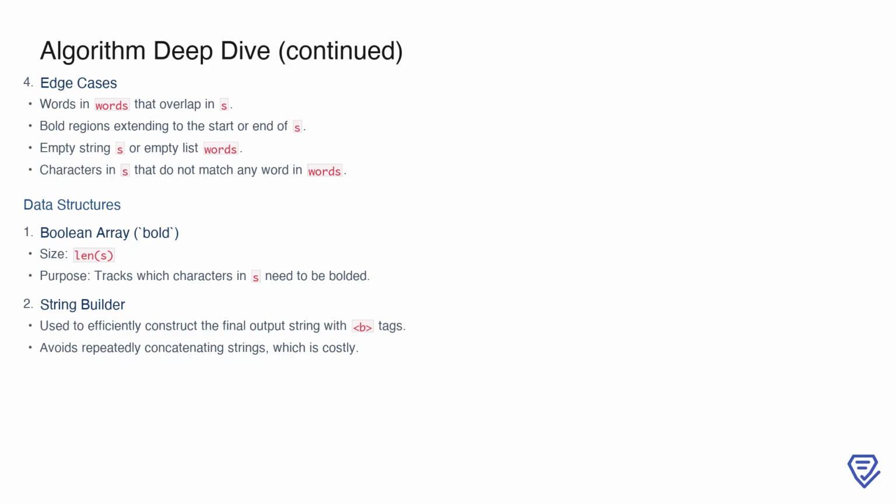To support this, we rely on two primary data structures. The Boolean array bold allows us to efficiently track which characters should be bolded, with a size proportional to the length of S. Meanwhile, a string builder is used to construct the final output string. This avoids the inefficiency of repeated string concatenation, which can significantly slow down performance for larger inputs.